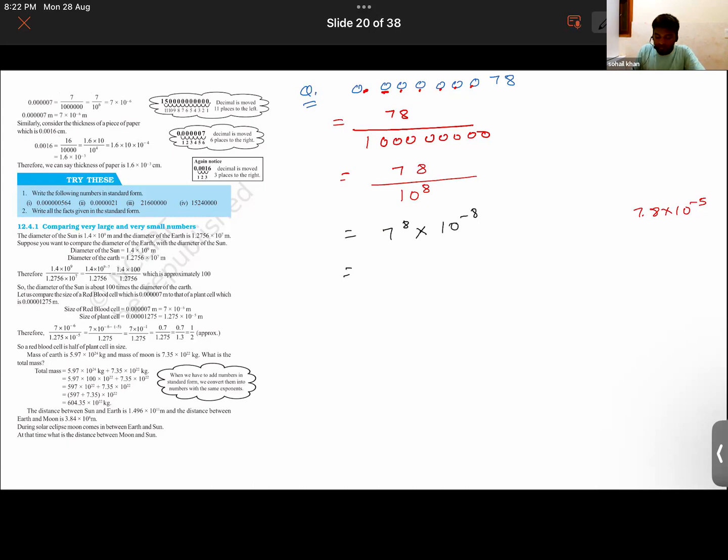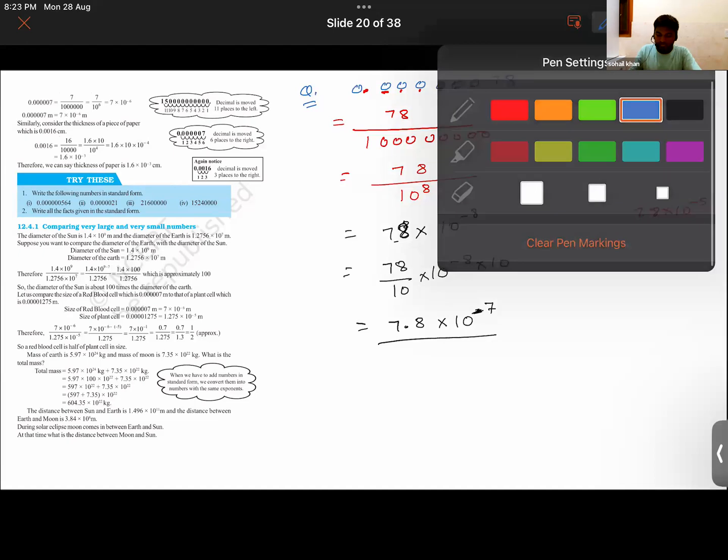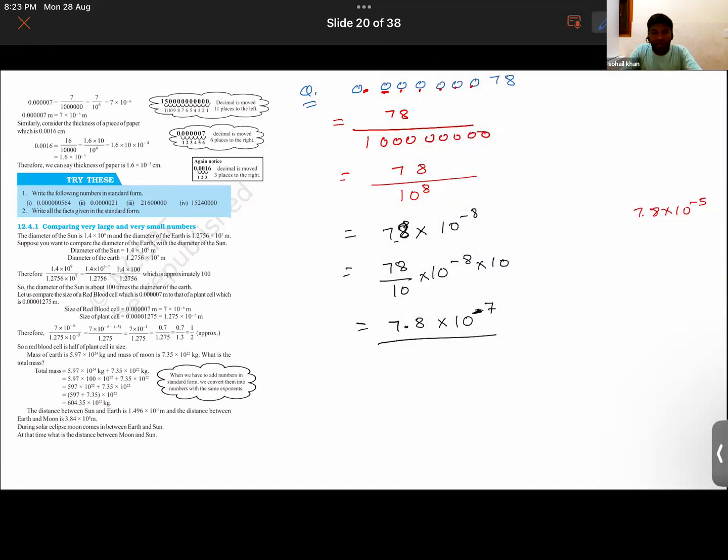Now it's 78 into 10 raised to the power minus 8. We need to place a decimal between 7 and 8 here. In order to do that, we will be dividing it by 10 and multiplying it with 10 also. So it will be 7.8 into 10 raised to the power minus 7. So that is the required value in this case. Hope that is clear to all three of you. Okay, Ahmed, is it clear?